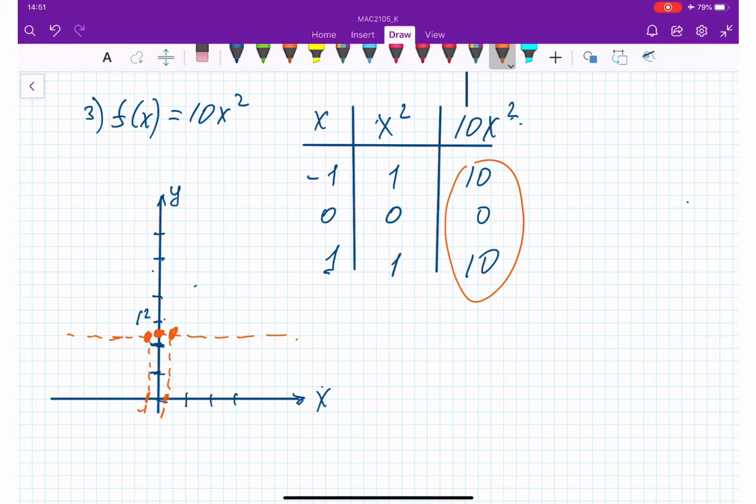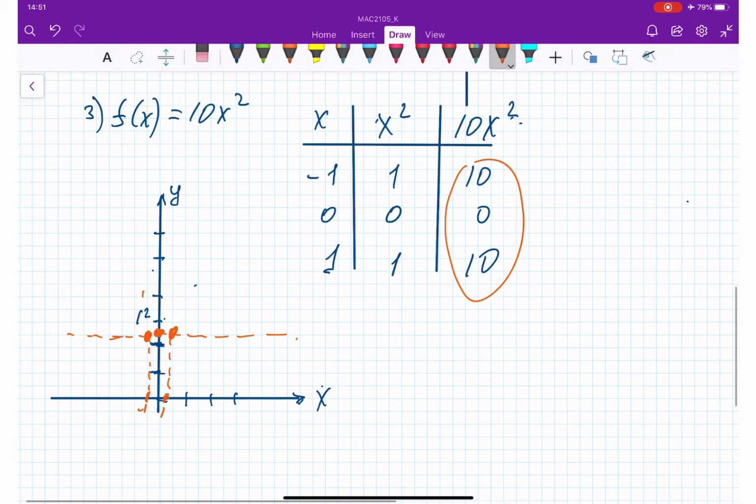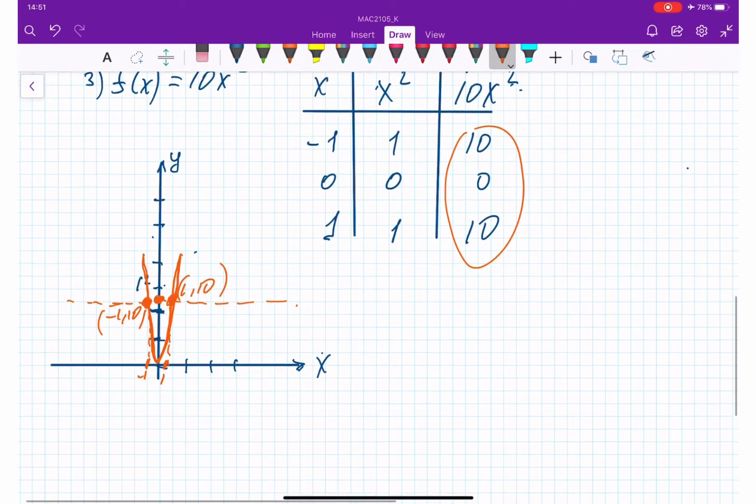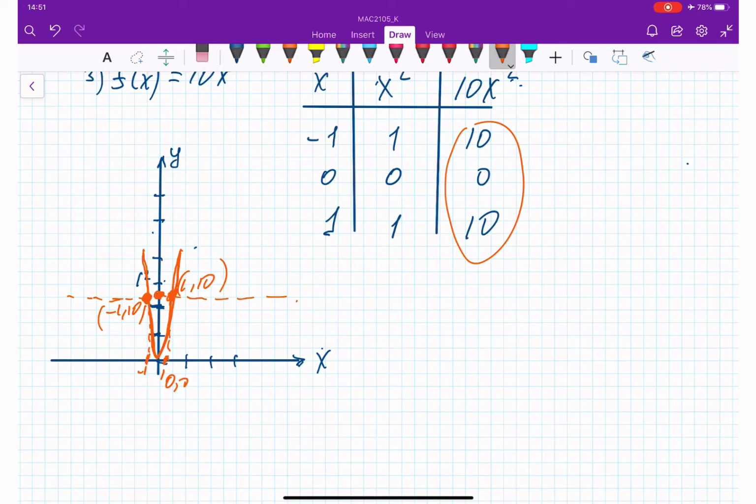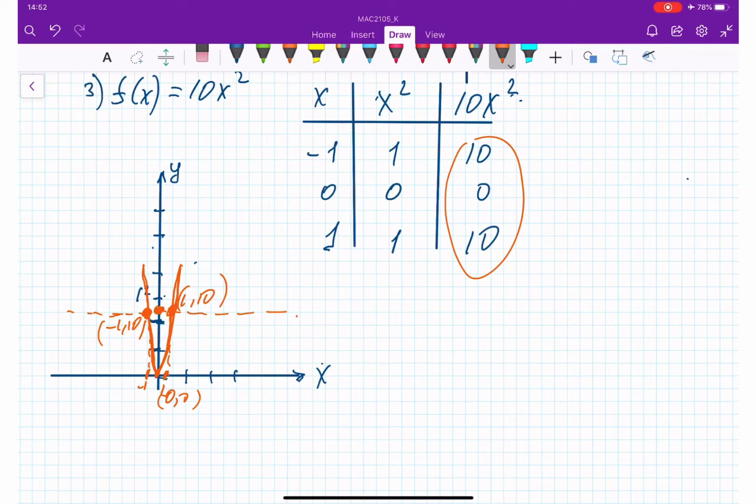So x squared is going to work like this. Parabola. So negative 1, this is 10. So it's going to be 1 and 10, this point. This point is going to be negative 1 and 10. Okay? This is how we would draw it. And here we get 0, 0. Right here. Okay. Question number 4.